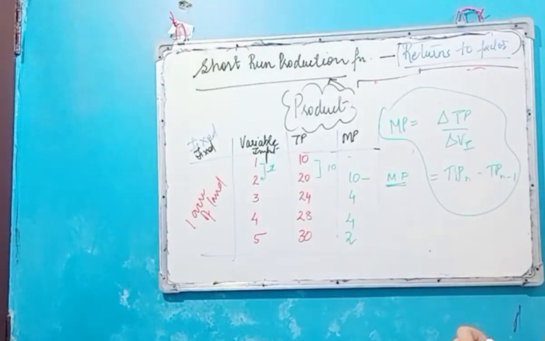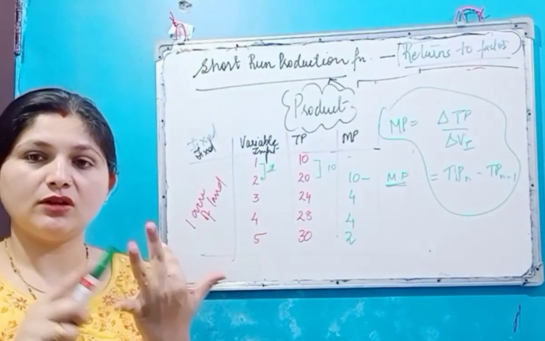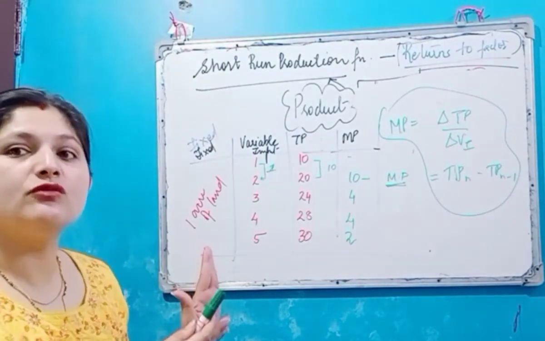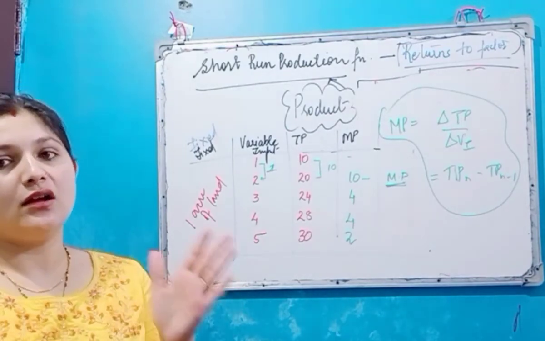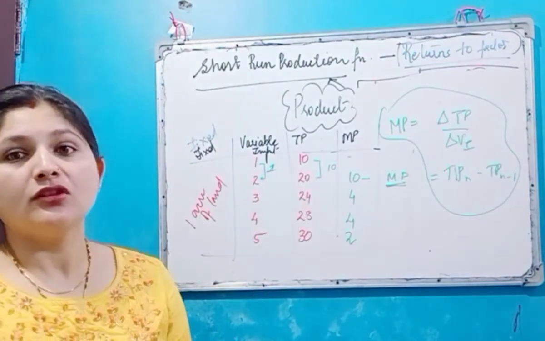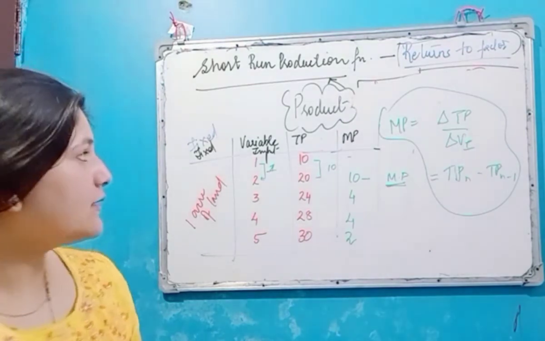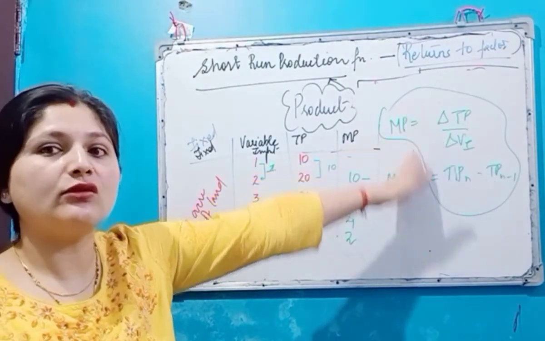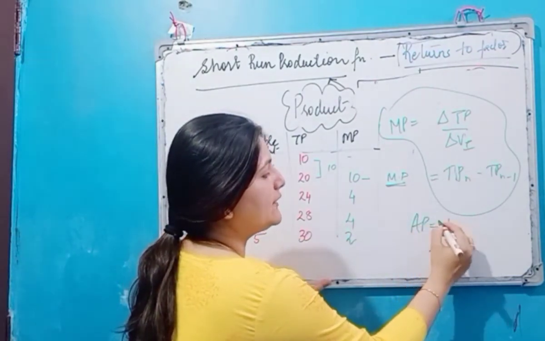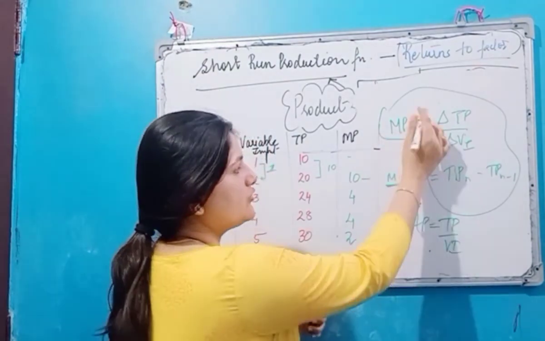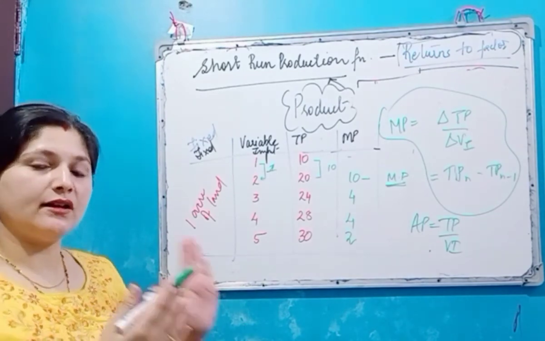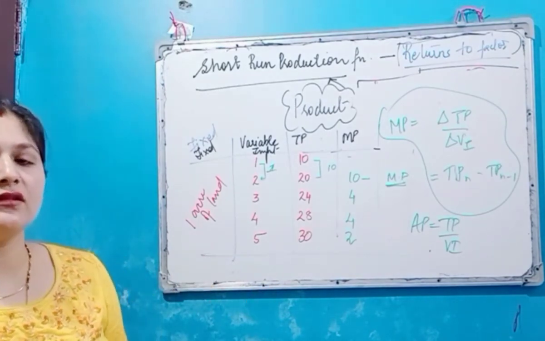So in today's class we have discussed what is total, what is marginal, and what is average product. In the next class we'll try deriving the relationship between these three products, and then we'll move on to discussing the law of variable proportion. For the law of variable proportion it is necessary for us to know this. One more thing you can do as homework is to take this schedule forward and calculate average product, which is TP upon variable input. Then you'll be able to understand how these calculations work. In case of doubt, you can ask us in my economics group.